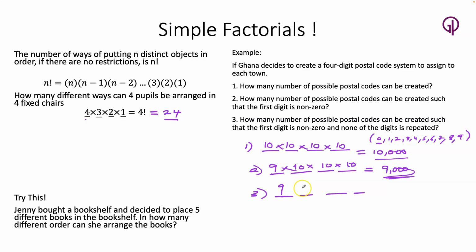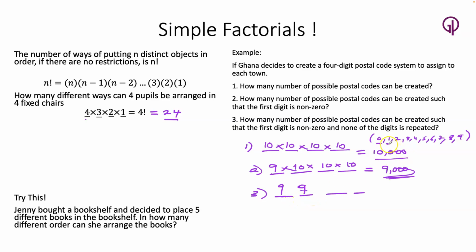Now here, it could have been 10, but now we have this restriction which says that none of the digits is repeated. So let's assume if we pick 1 here, we cannot pick 1 here again. Okay, so here we are restricted to, let's assume we picked 1, but now 0 can come in. So once we pick 1, we have 9 options to choose from. 9 choices.